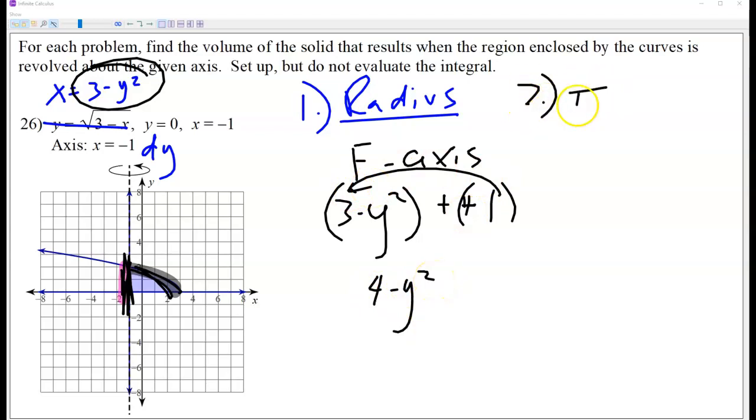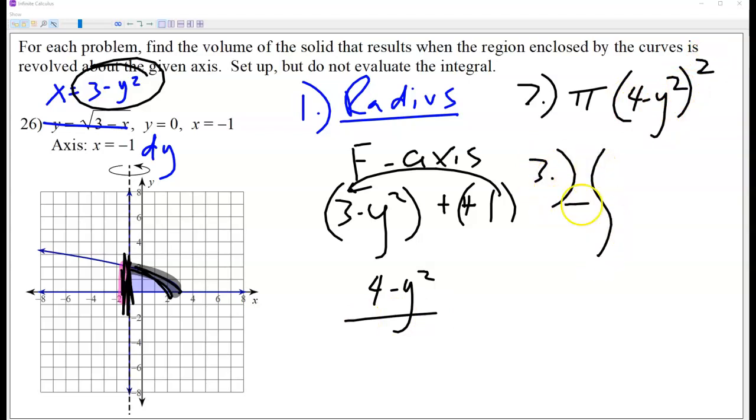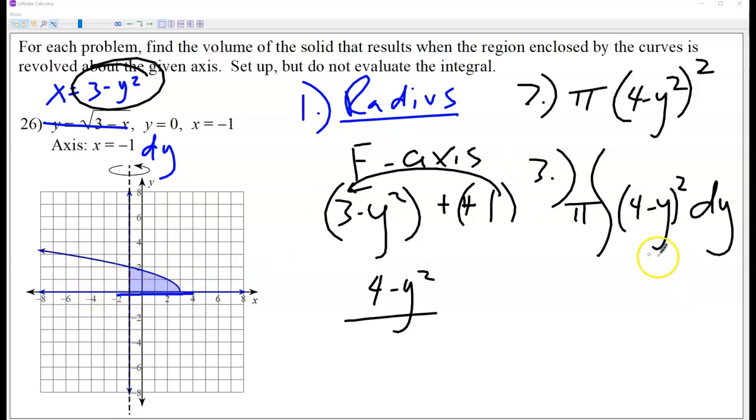Step 2, the area is pi r squared. And my radius, as we've already said, is 4 minus y squared. And then step 3, the integral, pi on the outside, is our area being squared. And we're integrating with respect to y, which means that we're going to be going from top to bottom. Okay, so the lowest point down here is 0. And where we stop is here. That's the highest point. So we're stopping at 2. Okay, and so that would be that particular problem.